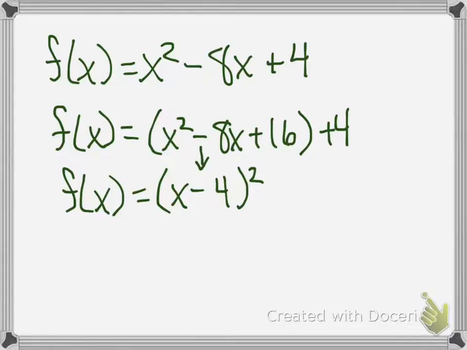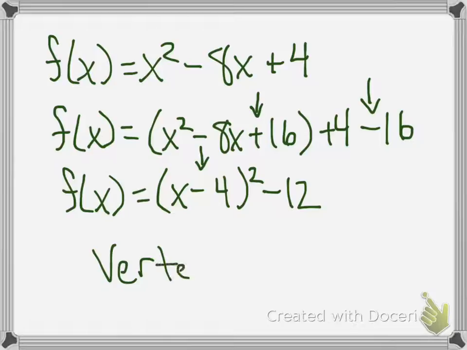And then that plus 16, if I put a plus 16 in the parentheses, I need to put a minus 16 out of the parentheses. It'll always be plus in the parentheses. It'll always be minus outside. Always. And then I can say 4 minus 16 is negative 12. And voila, I have the vertex form with my vertex being positive 4, negative 12. And it can be that simple.